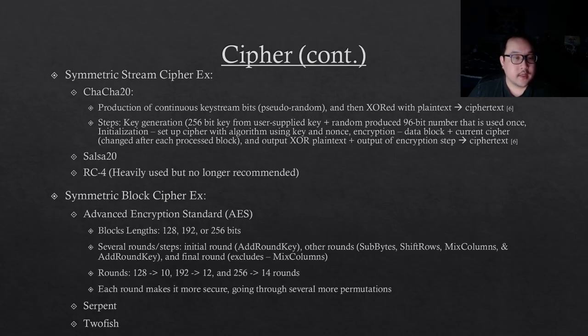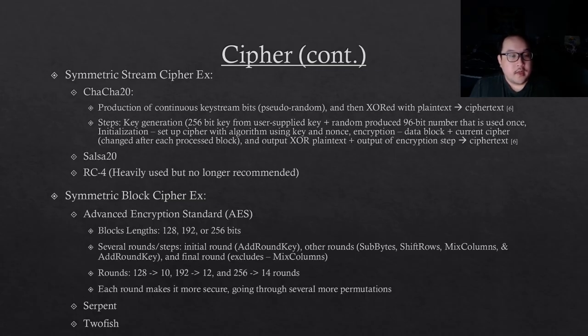For the symmetric block cipher example, I included the Advanced Encryption Standard, the AES. So the block lengths are 128, 192, or 256 bits. There are several rounds, including the initial round, which has the add round key. Other rounds are subbytes, shift rows, mix columns, and add round keys. And the final round includes all of these except for the mix columns.